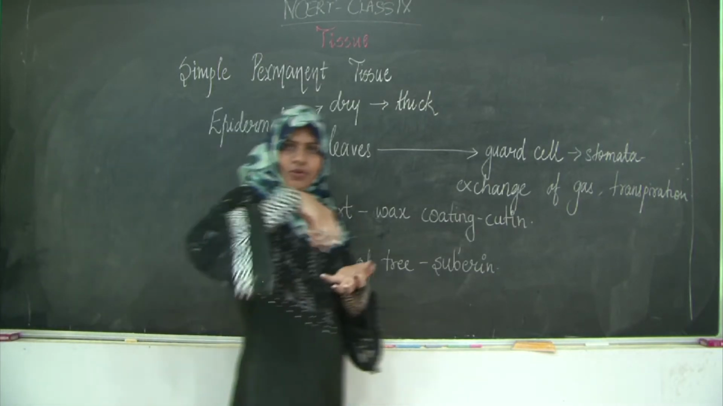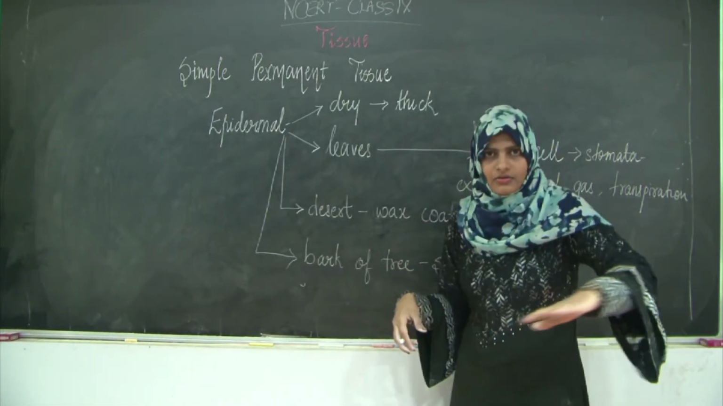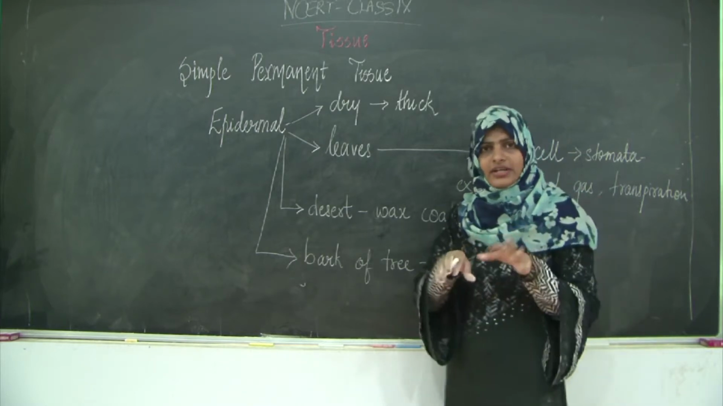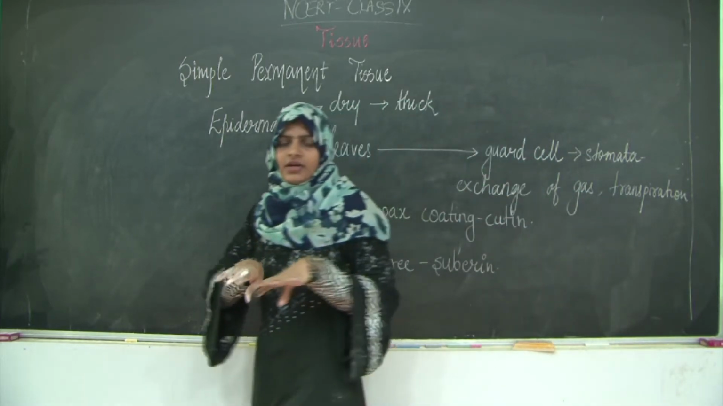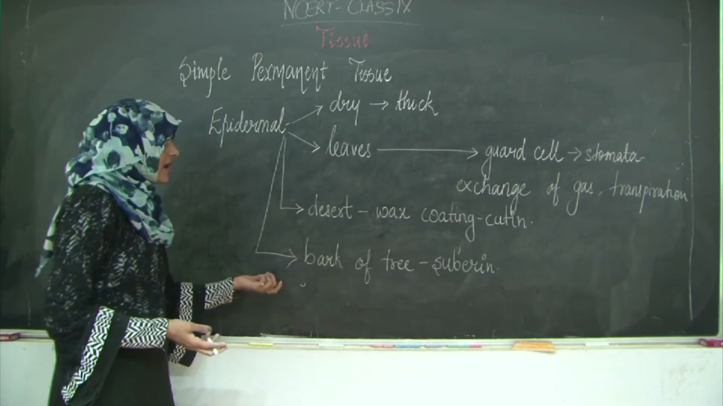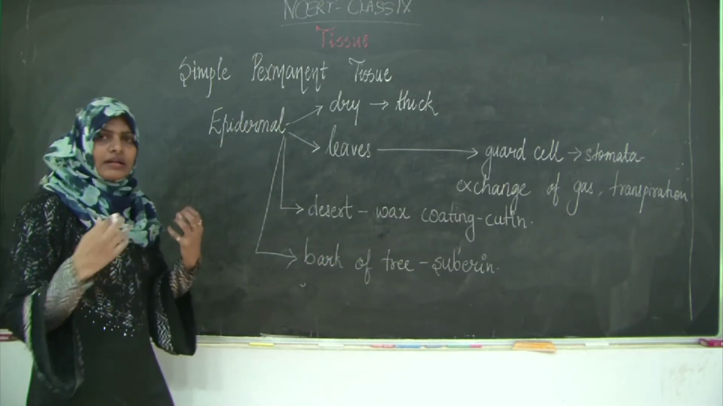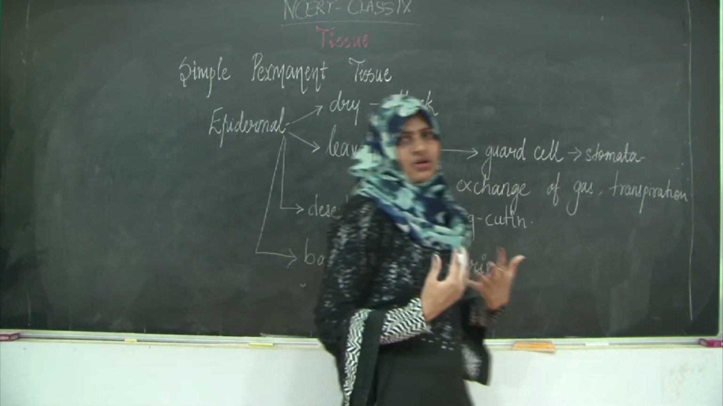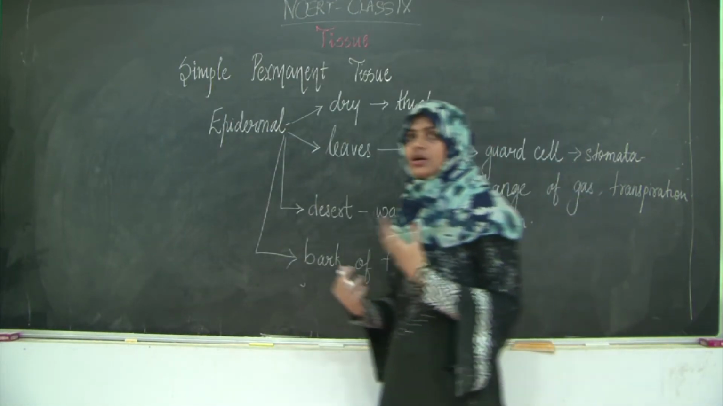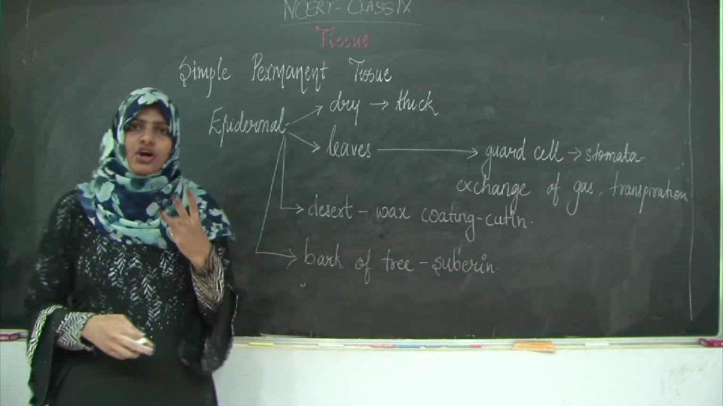If you take wax, or take a candle and allow that wax to settle and then pour water on it, the water will not settle on it, it will move out. In the same way, the bark of the tree has suberin, which does not allow the water to settle, or it becomes impervious to the water. Okay. So, the simple permanent tissues are majorly of 3 types.